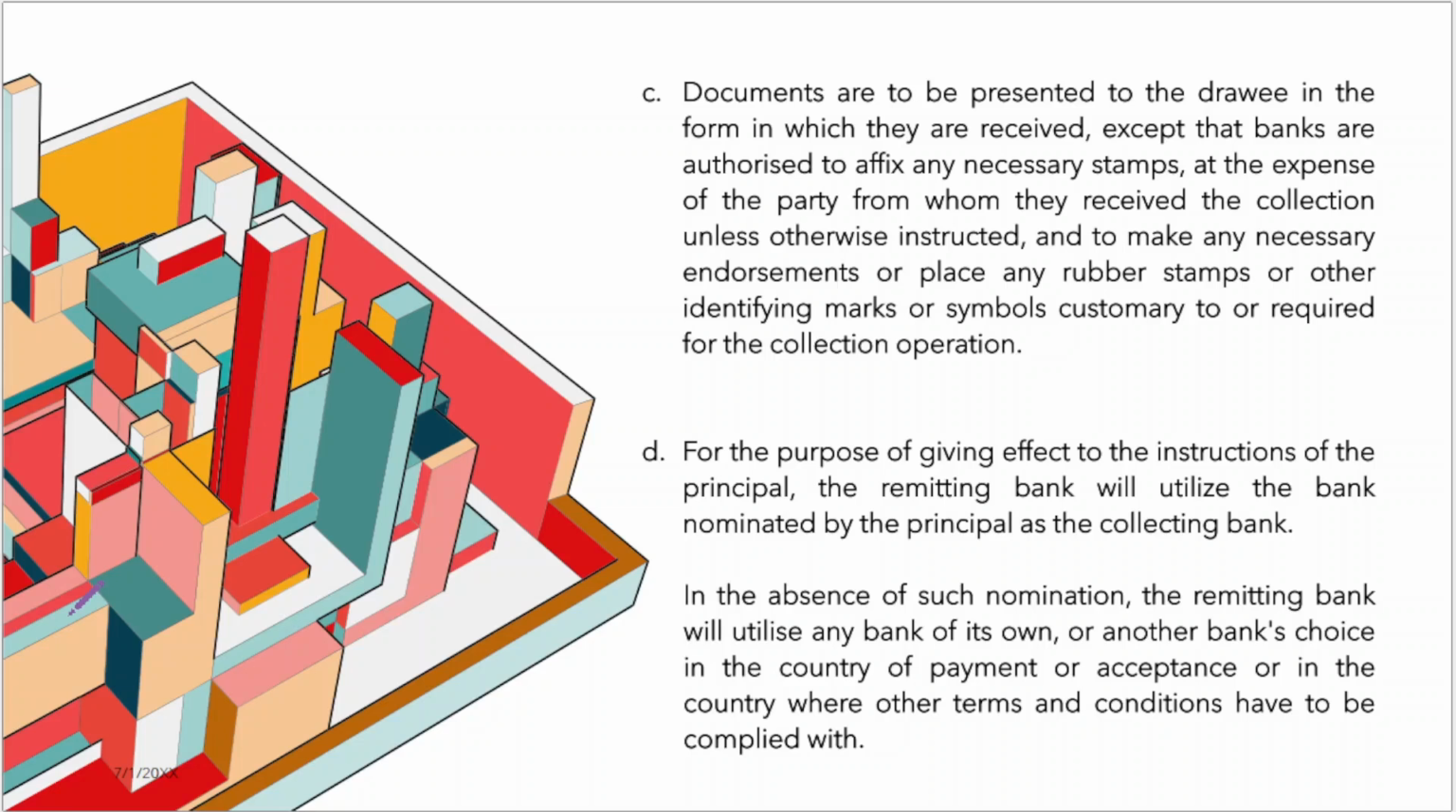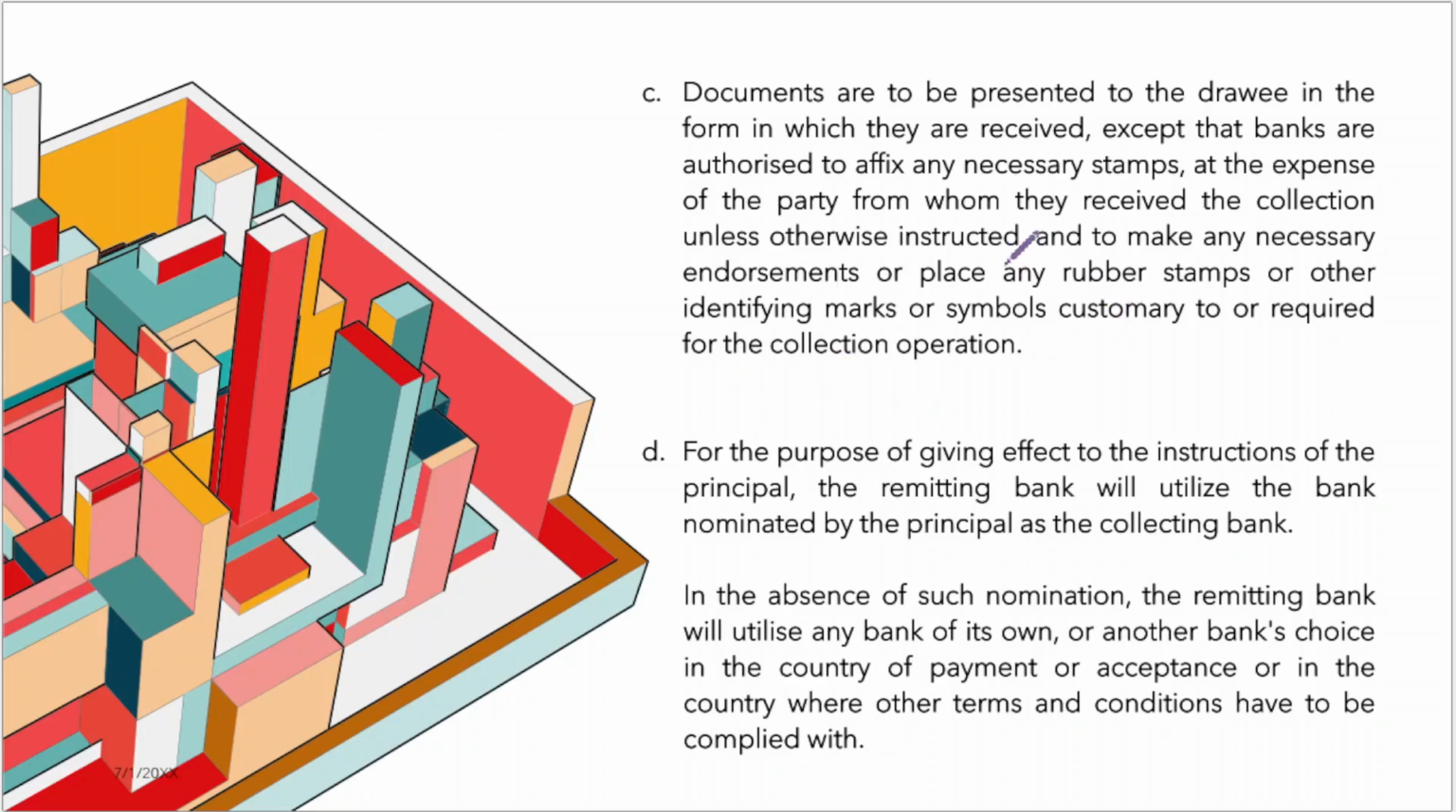So this article says that the documents which need to be presented to the drawee should be in the exact form as they are received. The only thing that you can maybe add on is that banks can affix any necessary stamps, they can make necessary endorsements, or they can place any rubber stamps.